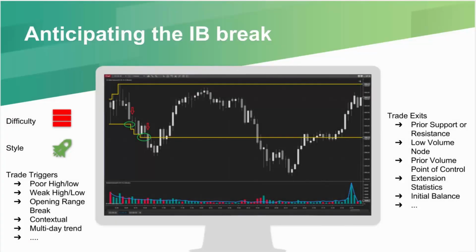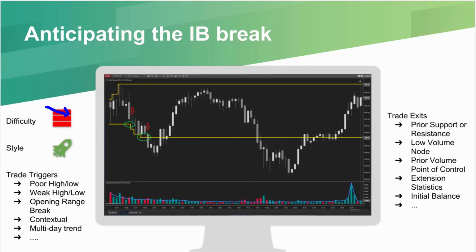Okay, which brings us to the first one, which I call the anticipation of the initial balance break. This is the most difficult one. It's also for the most impatient trader because it means you want to act quickly. So what are the typical trade triggers for me for this anticipation of the break?